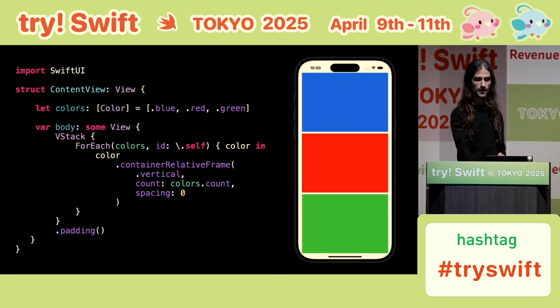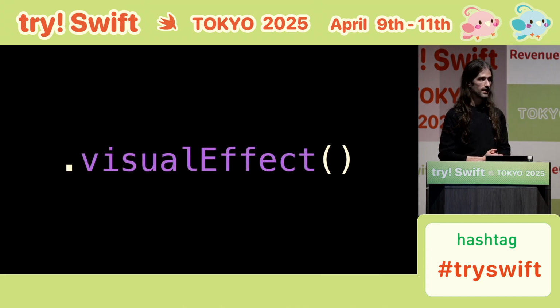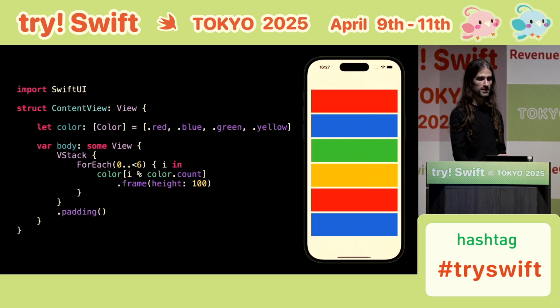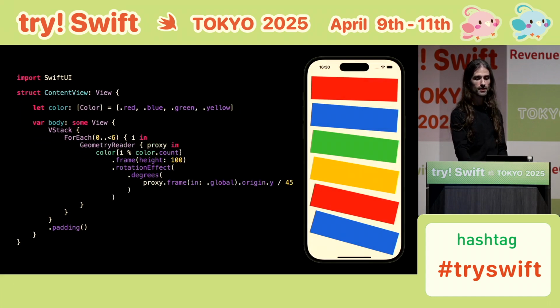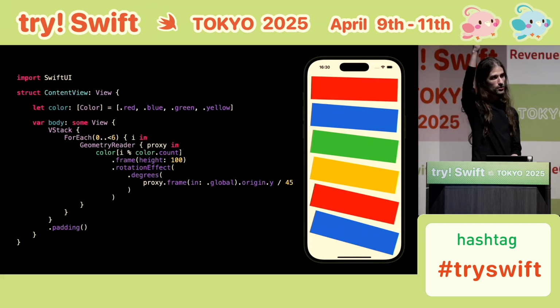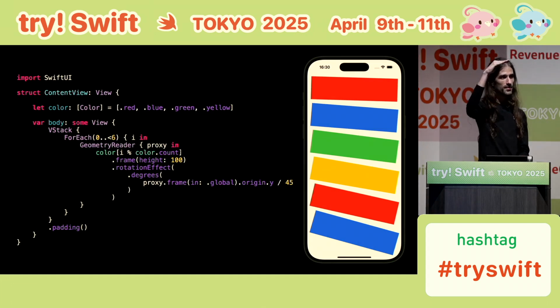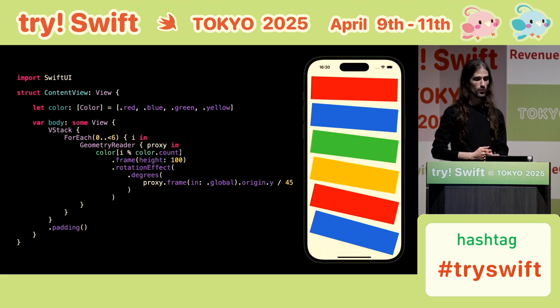Another similar modifier is called visual effect, and you can use it whenever you want to apply an effect, a transform to a view that would require a geometry reader to work. So let me show you an example. I have this view where I'm displaying several rectangles of colors, and let's imagine that I want them to look like this. As we go down in height, we have a rotation with an angle that is increasing. We can implement this with a geometry reader.